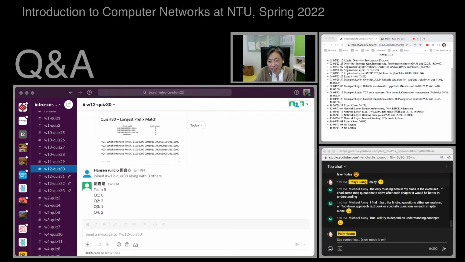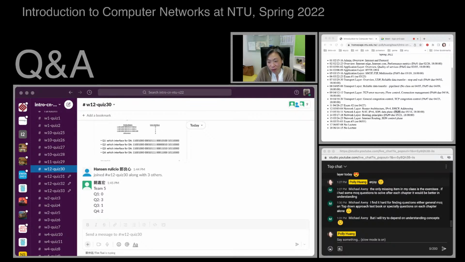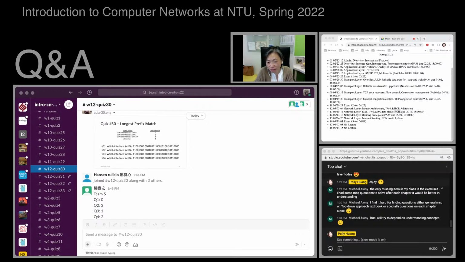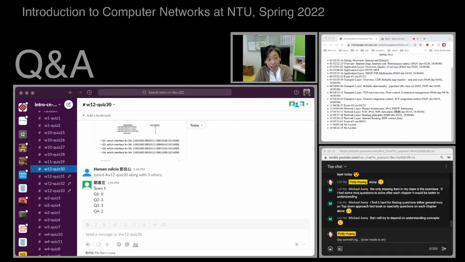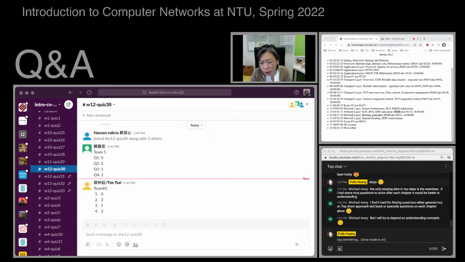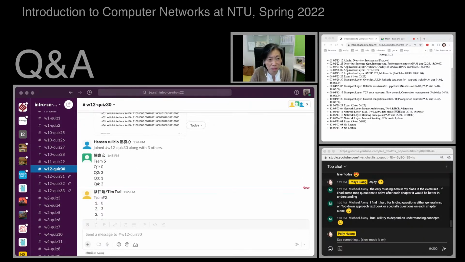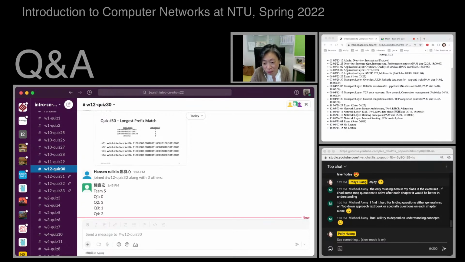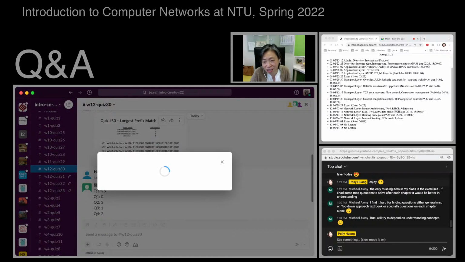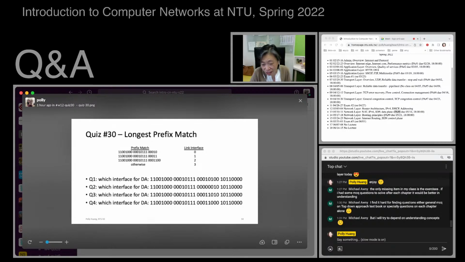Yeah, so I see already Team 5 started working on it. Team 5 says that the destination address in Q1 should go to interface 0, and Q2 should go to interface 3. Oh, all right. So actually, Polly has not yet worked on this problem yet, despite that she changed the destination addresses from previous semesters. So let's see.